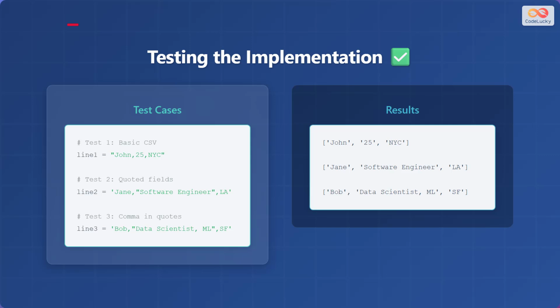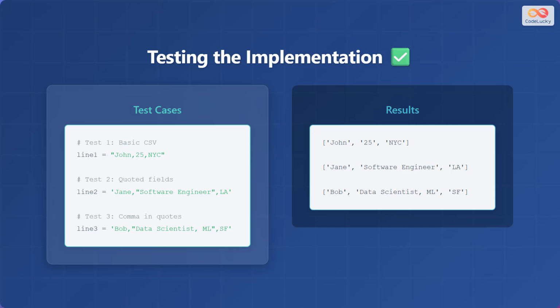Let's test the implementation with a few test cases. The first test case is basic CSV with John, 25, NYC. The second test case involves quoted fields with Jane, Software Engineer, LA. The third test case includes a comma within the quotes with Bob, Data Scientist, ML, SF. The results of parsing these lines are as follows.